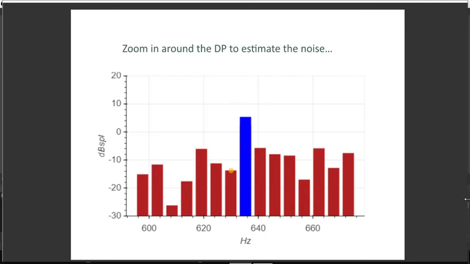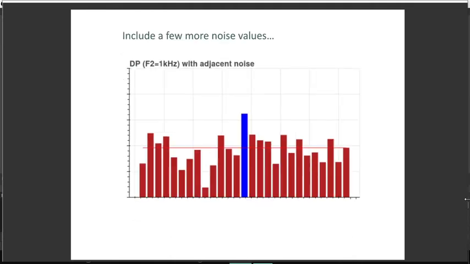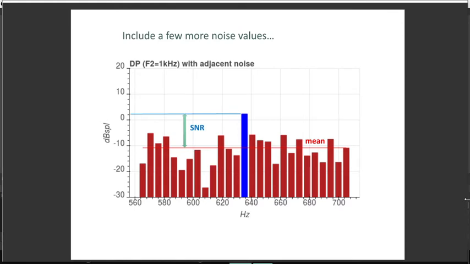So what we do is we look at the individual noise levels around the DP, and we go, well, there's going to be some noise at that DP frequency. What do we think that would be? Well, probably the average of the ones around it. That gives us some way of measuring the signal to noise, as an assessment of the noise. I've zoomed out a bit more now, so we've got more noises involved, and I've drawn the mean line in. The blue is now above that mean line, and the distance between the peak of the blue and that mean line is what we refer to as the signal to noise ratio.